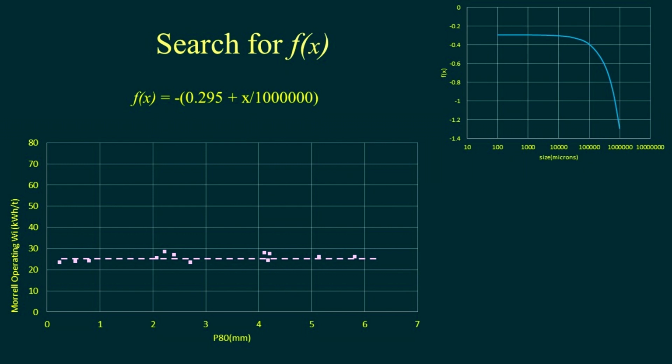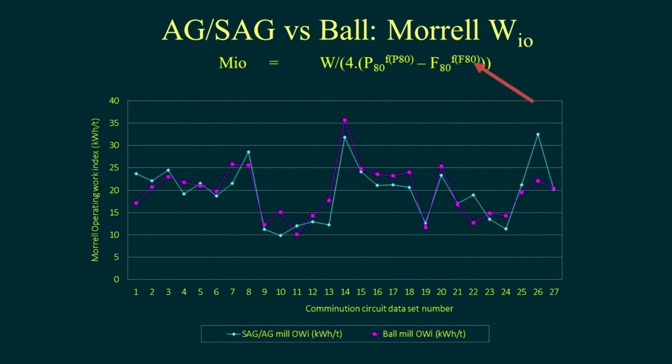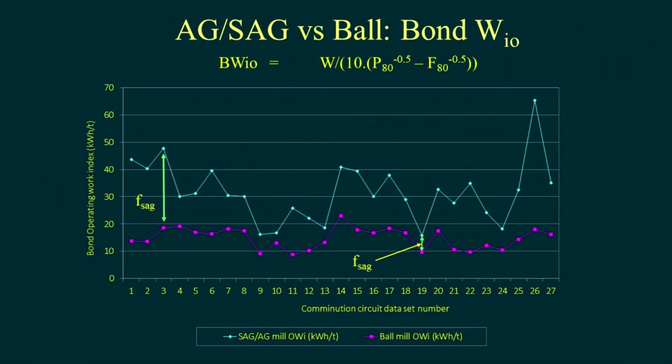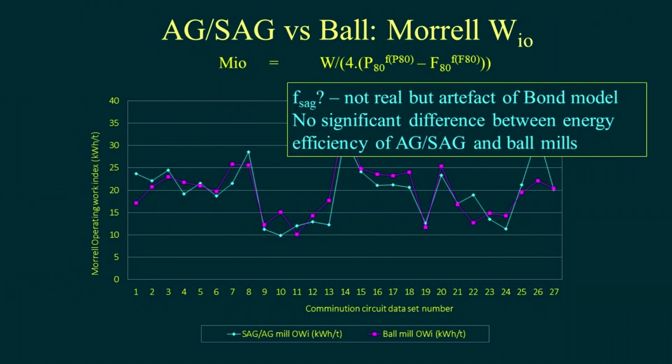What's interesting is that once I had done that, I decided to go back, because if you remember, initially I was interested in just finding out this FSAG value. I still had not got there yet. So I went back and looked at my data, and instead of a Bond operating work index, I would now use a Morrell operating work index using that function that I had just developed. And as you can see, it makes FSAG disappear entirely. The conclusion I published is that FSAG is actually not real. FSAG was always an artifact of the fact that the Bond equation was wrong.